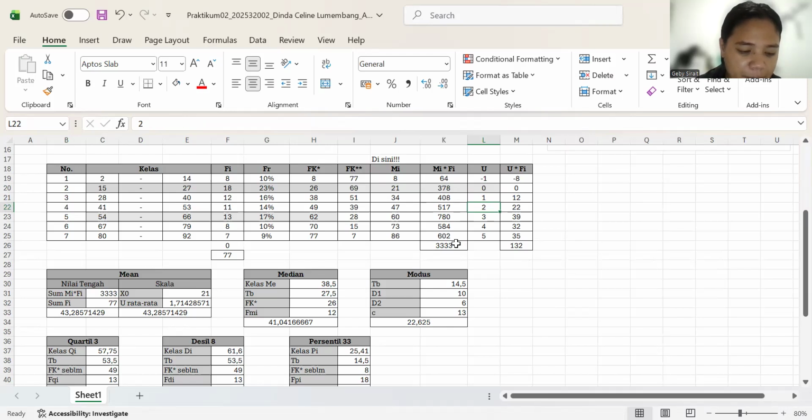Frequency times step deviation, as the name suggests, is obtained by multiplying the frequency column by the step deviation column for each row.